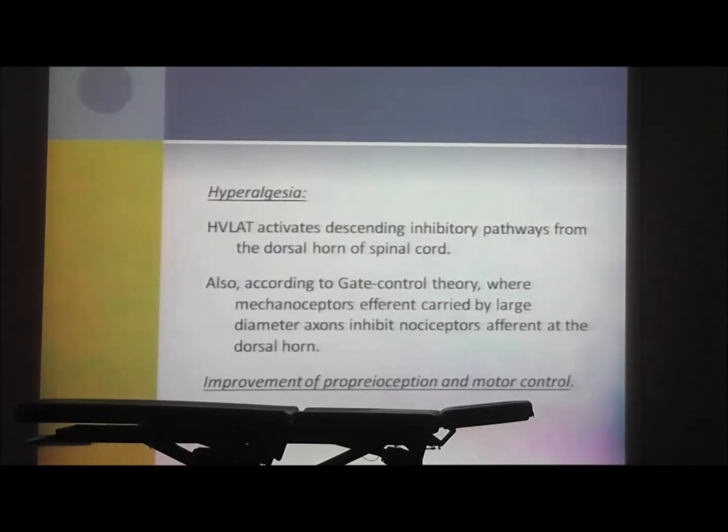Also, according to the gate control theory, mechanoreceptor afferents carried by a large diameter axon inhibit the nociceptive afferents at the dorsal horn. It means that when you do the manipulation, it will activate the A-alpha, which usually will inhibit the C fiber, which usually delivers the nociceptive pain in our body. So if you do a manipulation, it will be like an analgesic effect. That's what we mean by all the system.